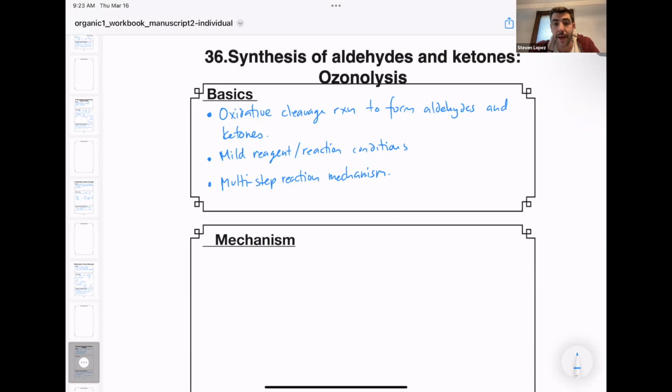Two, this is known as a mild reagent and has mild reaction conditions, which generally means you don't need a lot of heating or extreme pHs, high or low. And two, this has kind of a complicated multi-step reaction mechanism. So let's dig into that.